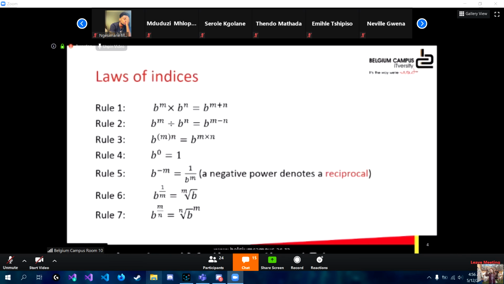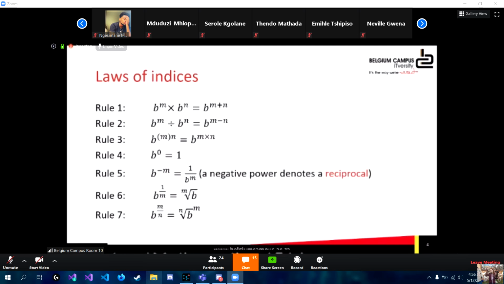Same base, the base there is B. So multiplying numbers of the same base is the same as adding their powers. That's where the B to the power of m plus n is coming from. Then if you look at rule number 2, dividing numbers of the same base is the same as subtracting their powers, or finding the difference of their powers.